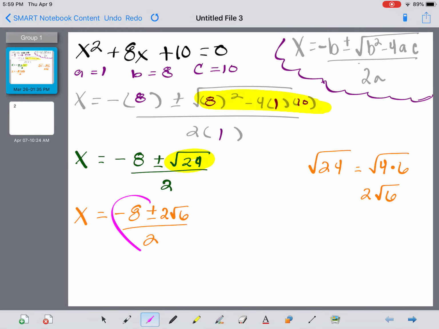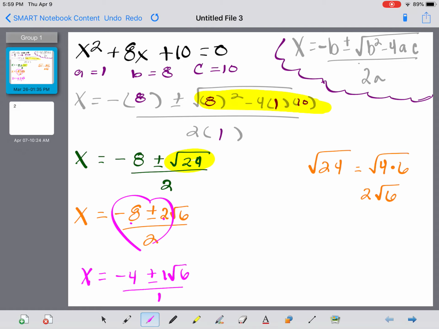Then check and see, do we have a common factor? And we do. The largest number that can go into 8, 2 and 2 is 2. Negative 8 divided by 2 is negative 4. 2 divided by 2 is 1, and 2 divided by 2 is 1.